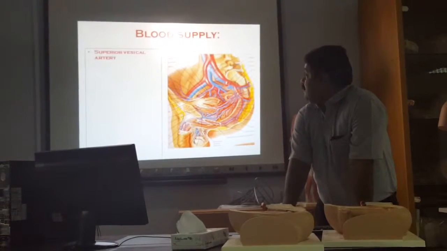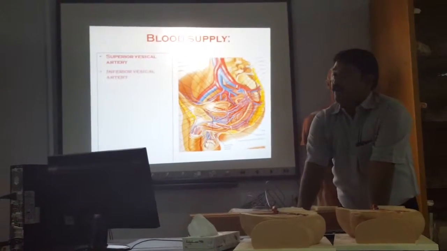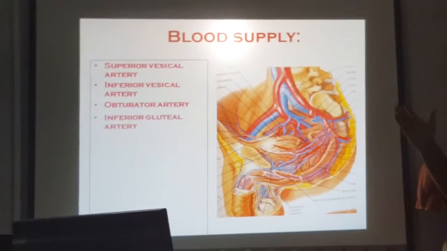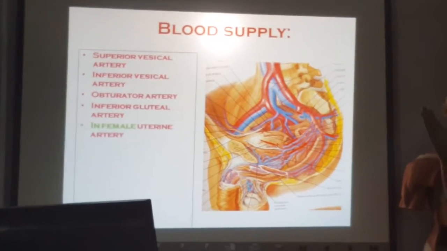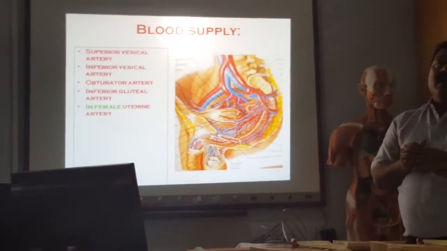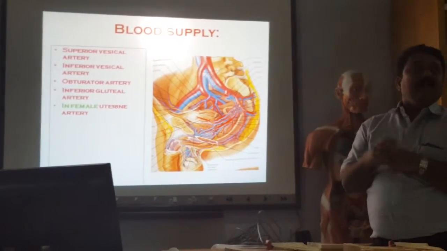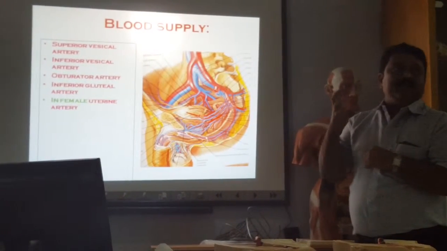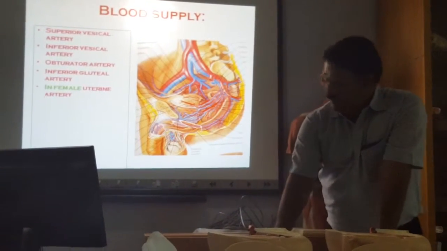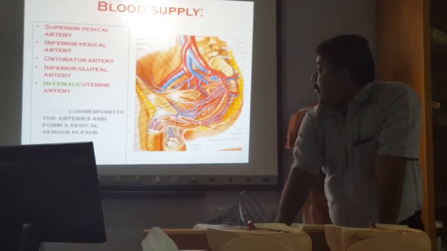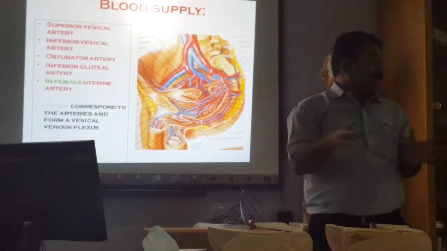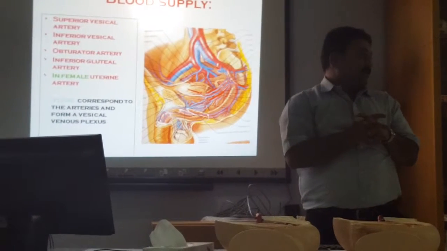Next is the blood supply of the urinary bladder. It is supplied by the superior vesical artery, inferior vesical artery, the obturator artery, and the inferior gluteal artery, and in case of female, branches from the uterine artery. This is about the blood supply. Next is venous drainage, which corresponds with the arterial system.